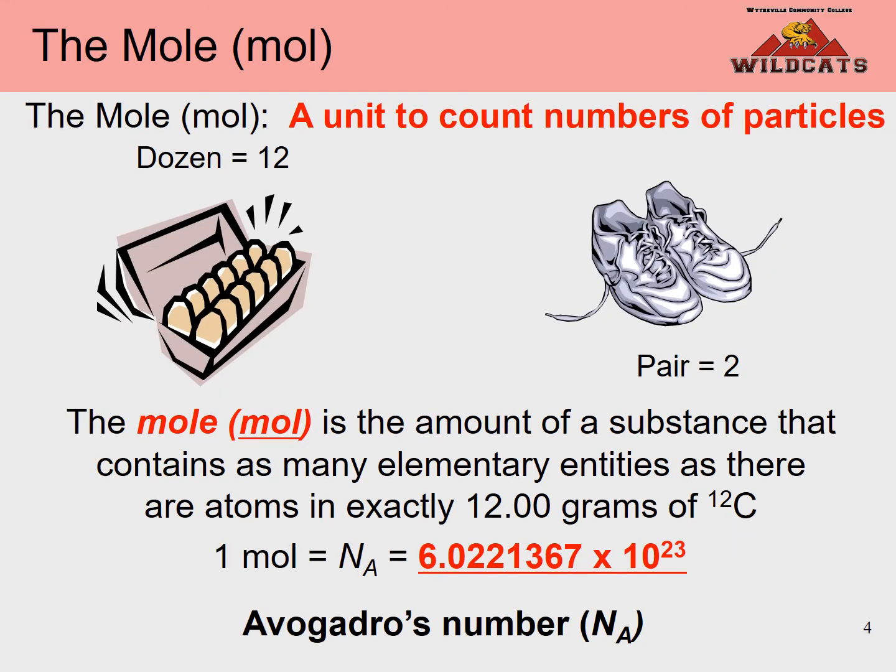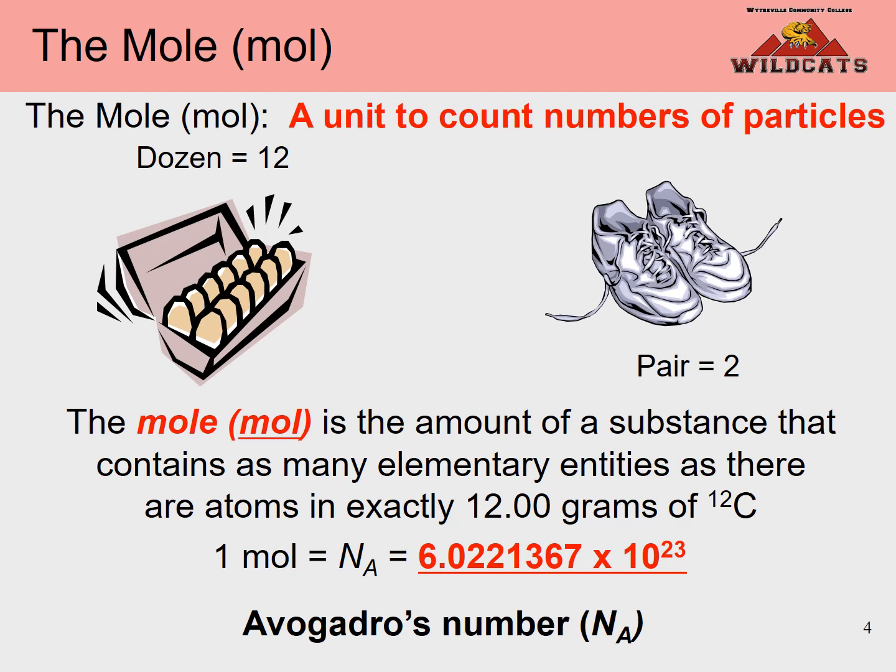So in this chapter, we're going to take a look at the mole, which is a big concept for chemistry. A mole is a unit to count numbers of particles. I mean, if you go to buy eggs, you buy them as a dozen, and shoes as a pair. Well, in chemistry, if we go to get atoms or molecules or ions, we usually get a mole of them. So the mole of a substance is the amount of a substance that contains as many elementary entities as there are atoms in exactly 12 grams of carbon-12.